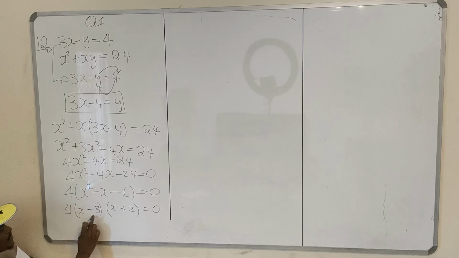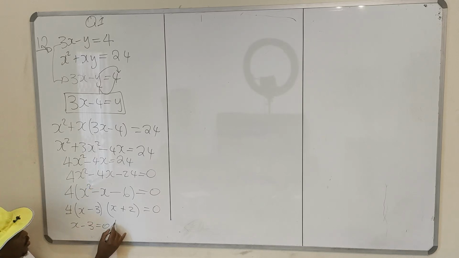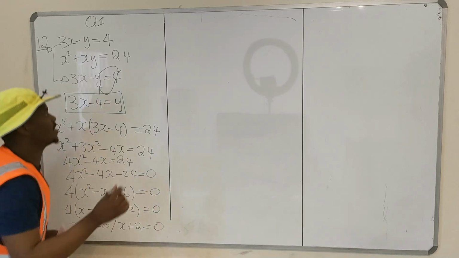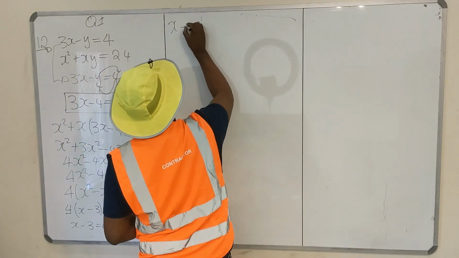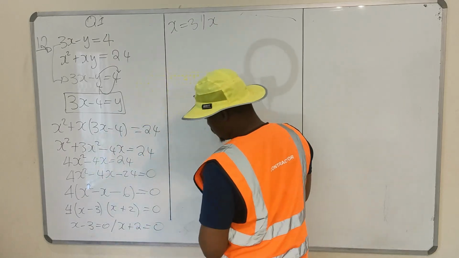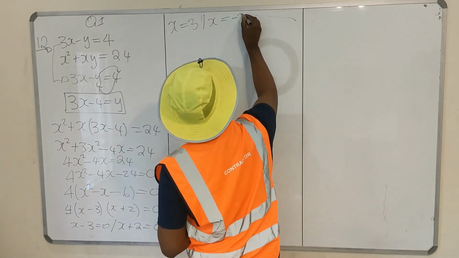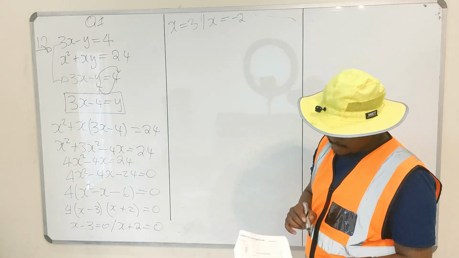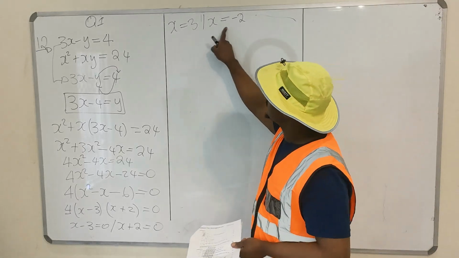So, if you have two brackets multiplying each other and the answer is 0, it's either the first one, x minus 3, is equal to 0, or your x plus 2 is equal to 0. Then you solve for your x then. Your x is equal to what? 3. Or your x is equal to what? Minus 2. These are your x values. You say, okay, I found my x values to be 3 and minus 2.